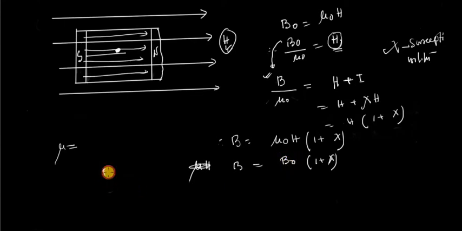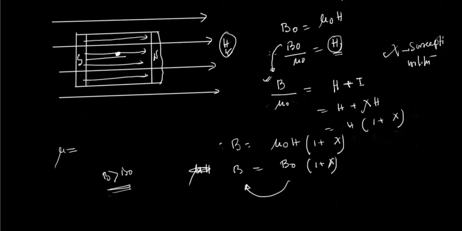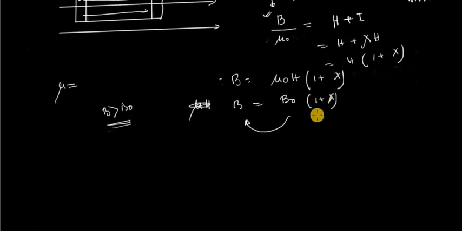Now B is greater than B0. Why? Because when we multiply B0 by 1 plus chi, we get B. So B is greater than B0, and B is equal to B0 into 1 plus chi.